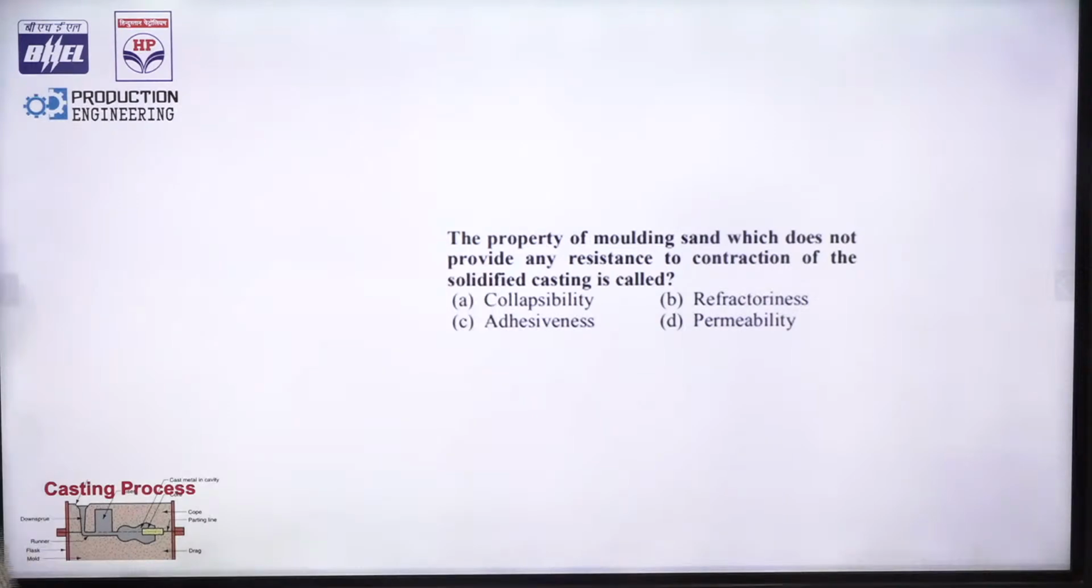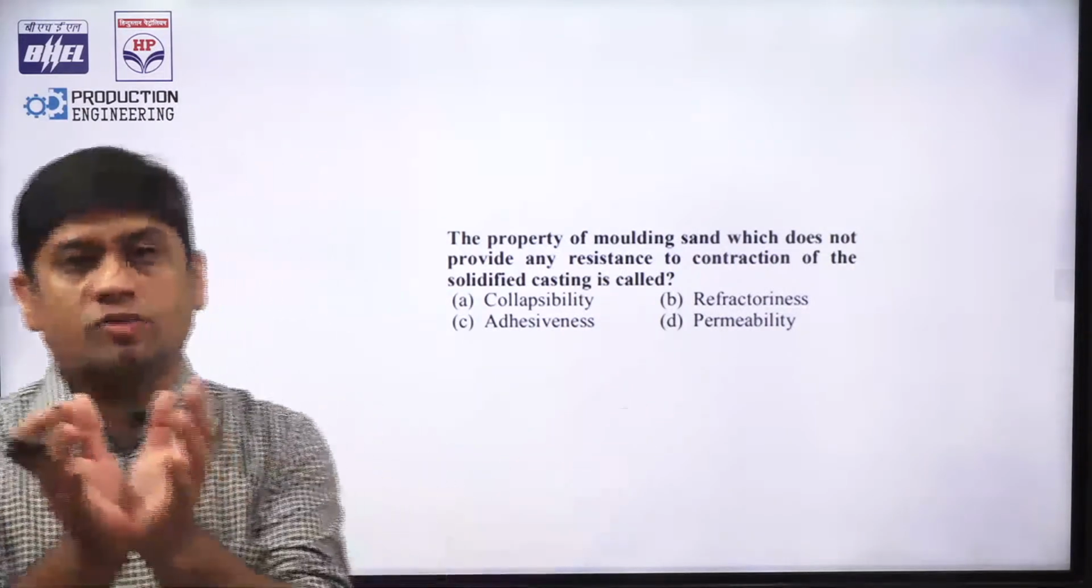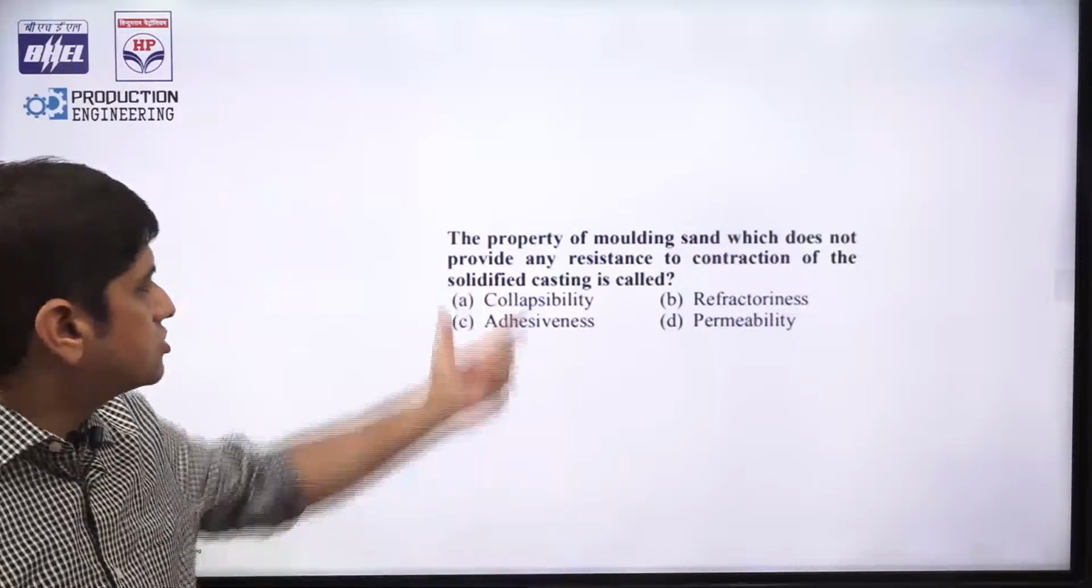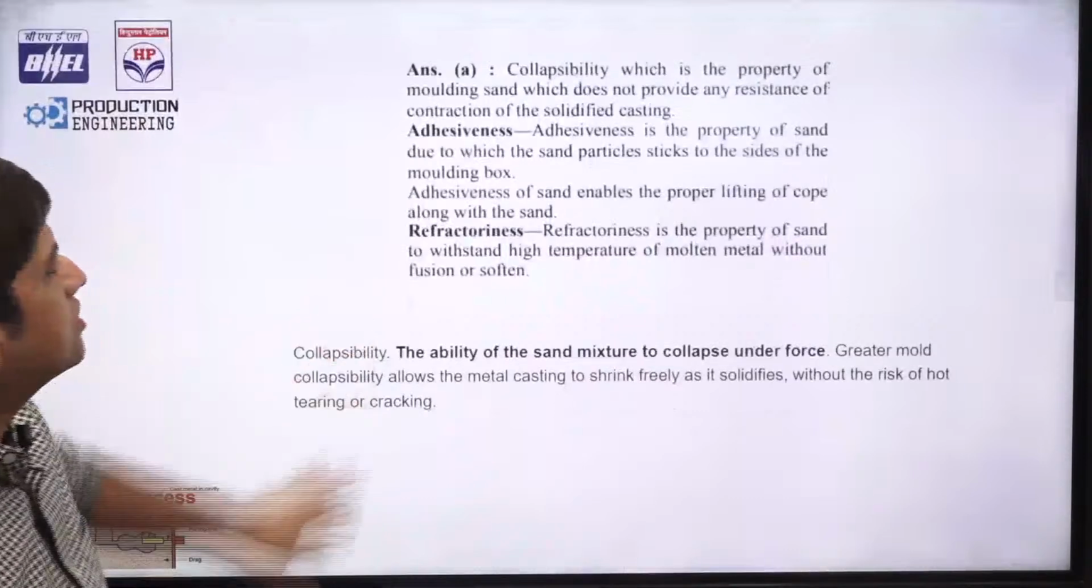So what is that property of molding sand which does not provide any resistance to contraction of the solidified casting? If the solidified casting wants to contract, it does not provide any kind of resistance. What is that property called? Collapsibility. Okay, so these are the properties of sand. Collapsibility is the answer.